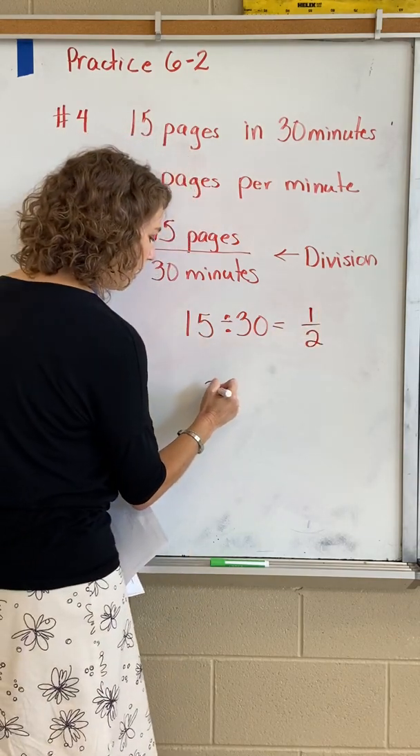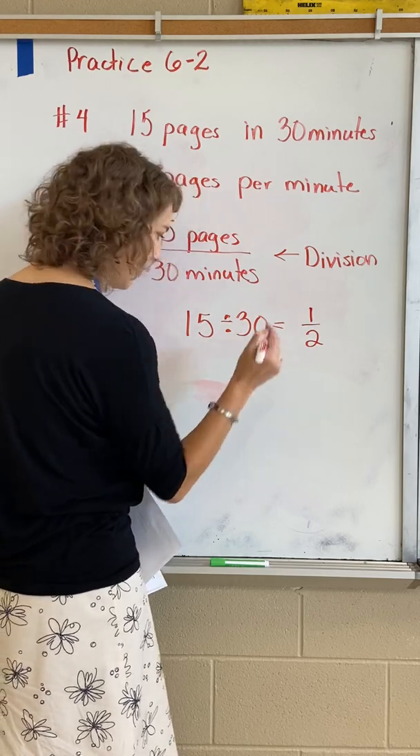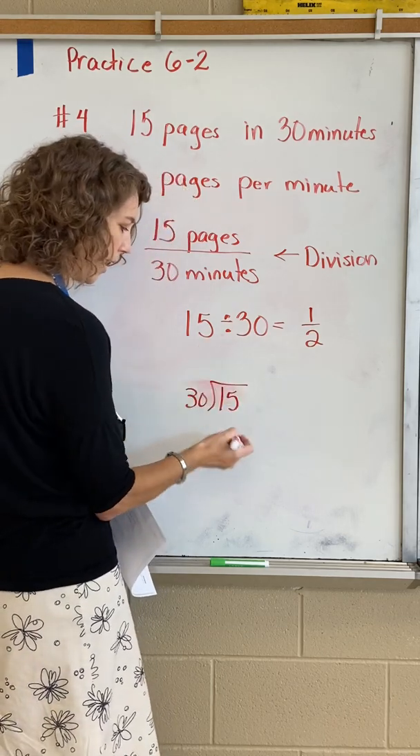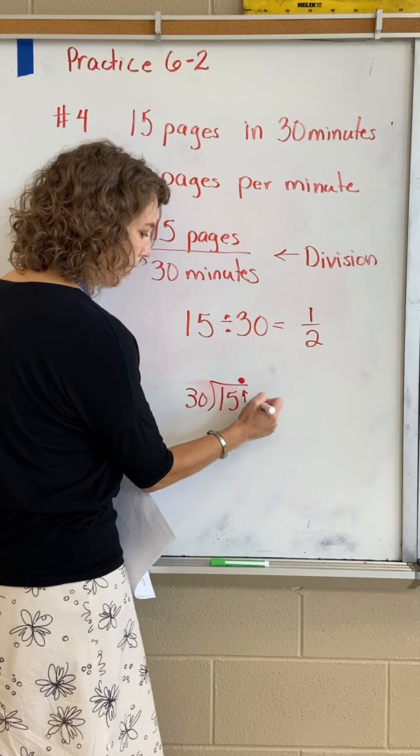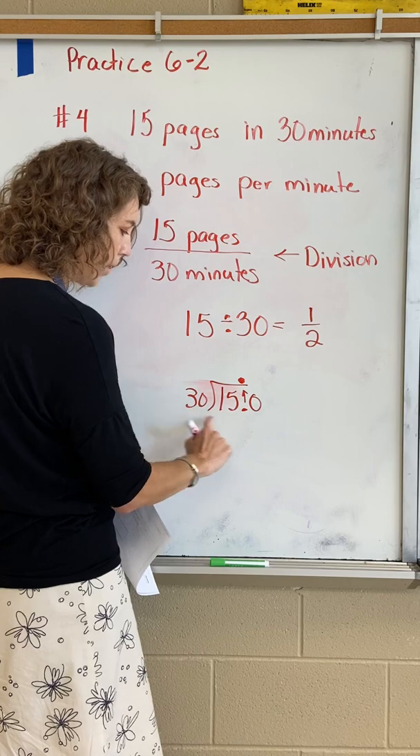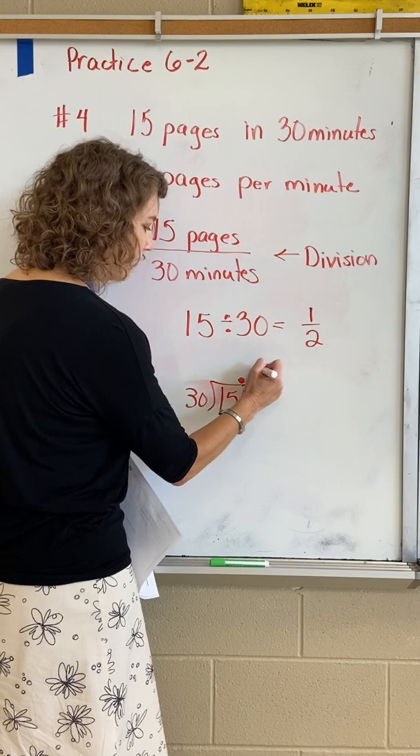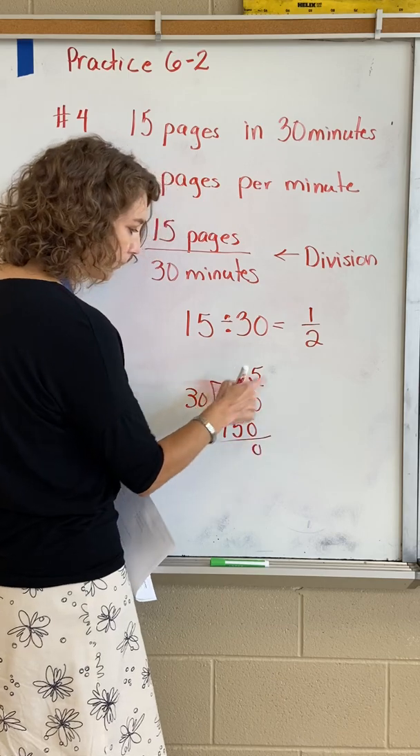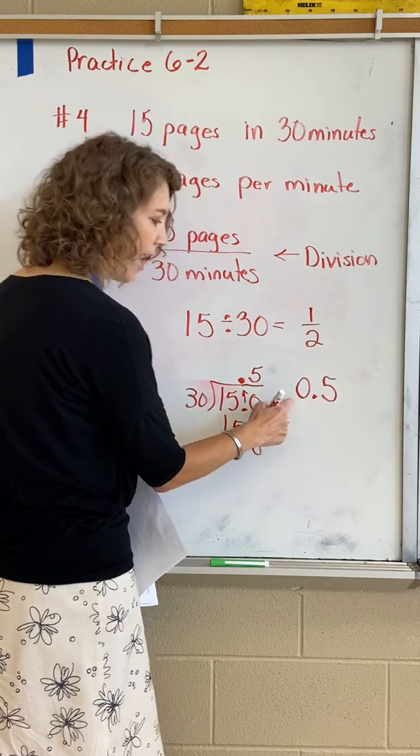Excuse me, I wrote that wrong. Let me erase that. Couldn't find my eraser there. 15 divided by 30. We could do it this way. 30 won't go into 15, so we get to add a decimal. Slide that decimal up, put a 0 behind it. 30 will go into 150. 3 will go into 15 5 times. 30 will go into 150 5 times. 5 times 30 is 150 with no remainders. And that's a decimal way, I'm going to put a 0 in front of it, of writing a half also.